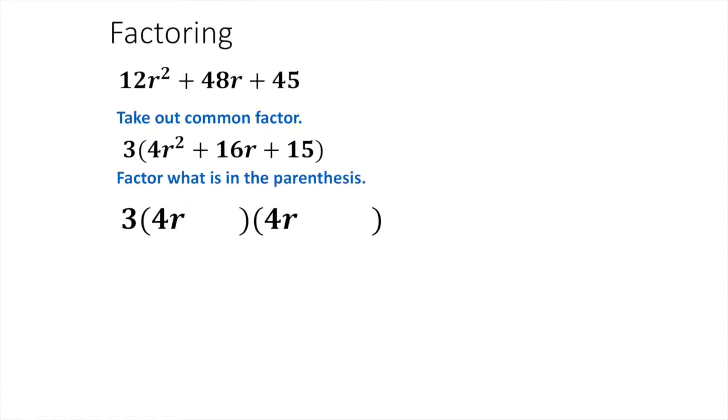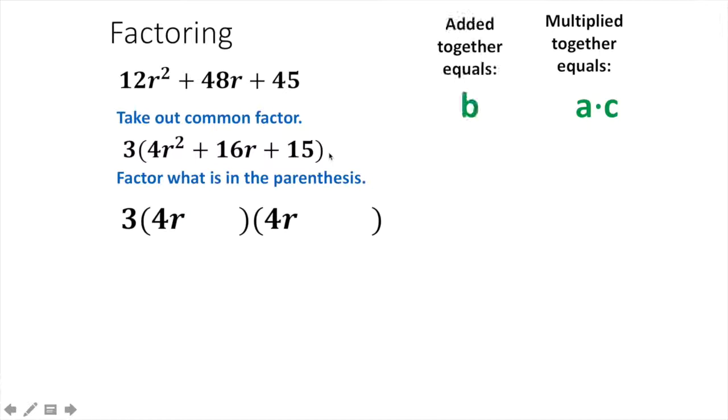Now the next step is I need two numbers that multiply together to give me a times c. Well, a times c is 4 times 15 is what we're talking about there, but it needs to add together to give me b, which is 16. So a times c is 4 times 15, which is 60. And b is 16. So I need two numbers that multiply together to give me 60, but add together to give me 16. That would be 10 and 6, or 6 and 10. Doesn't really matter the order.